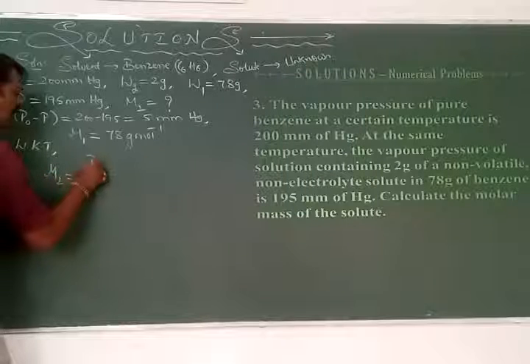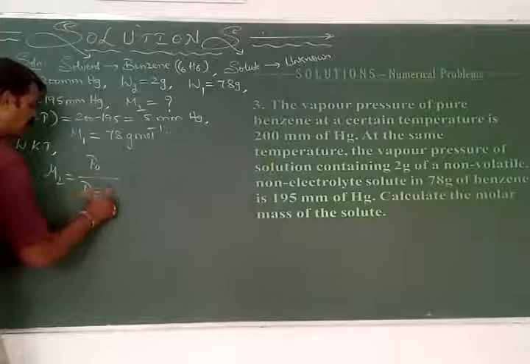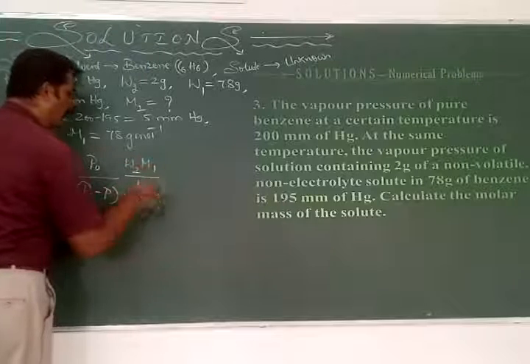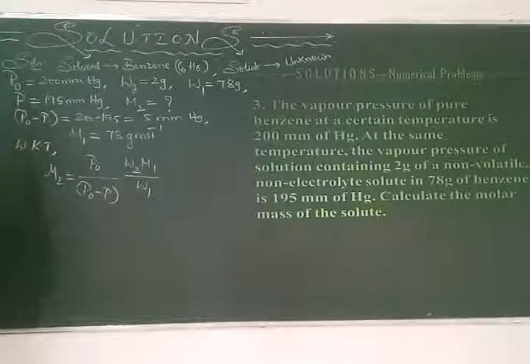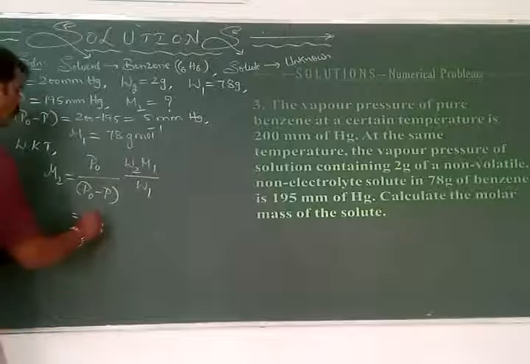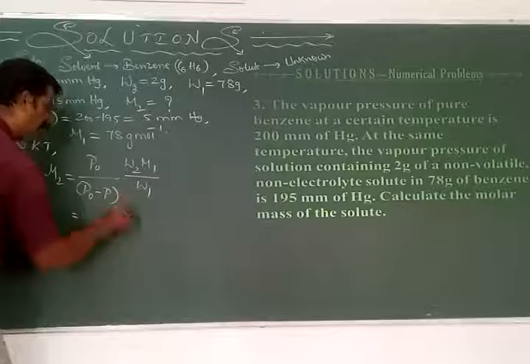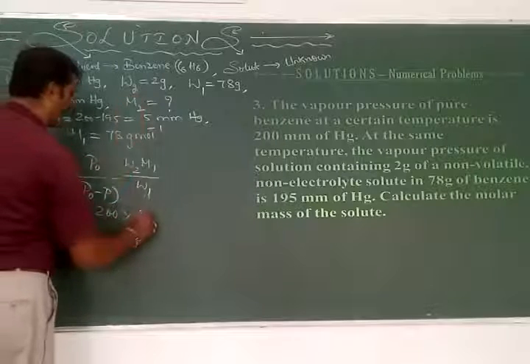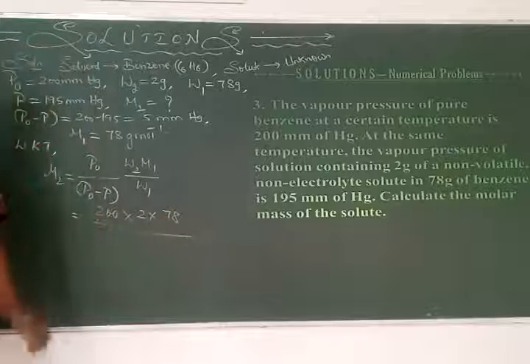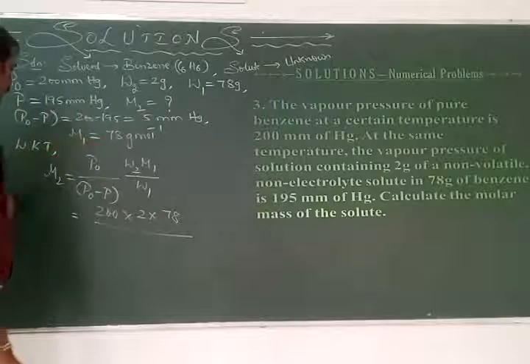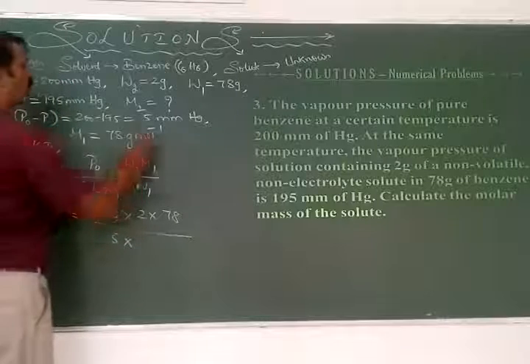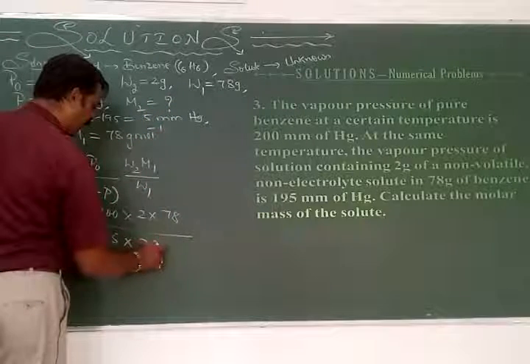M2 is equal to P naught divided by P naught minus P into W2 M1 divided by W1. What is P naught here? P naught is going to be 200 into W2, which is 2 grams. M1 is 78, divided by P naught minus P, that is 5, into W1, which is equal to 78. Therefore, I can cancel these two first.